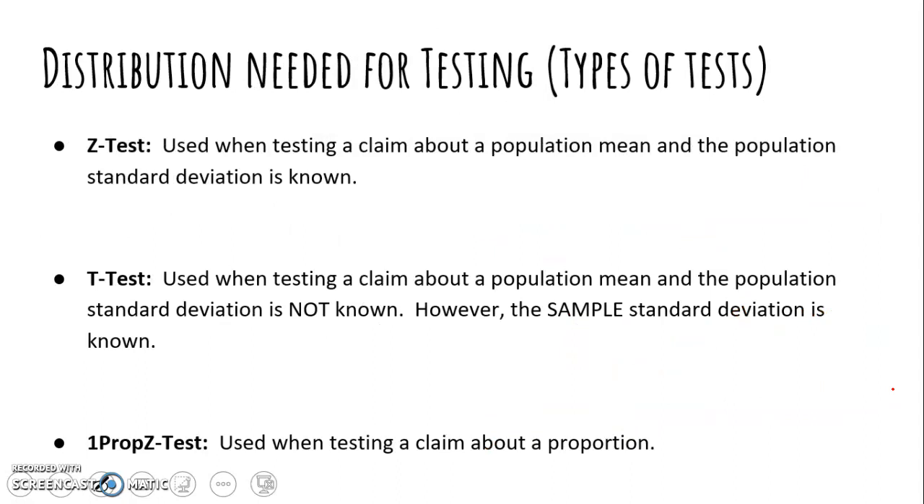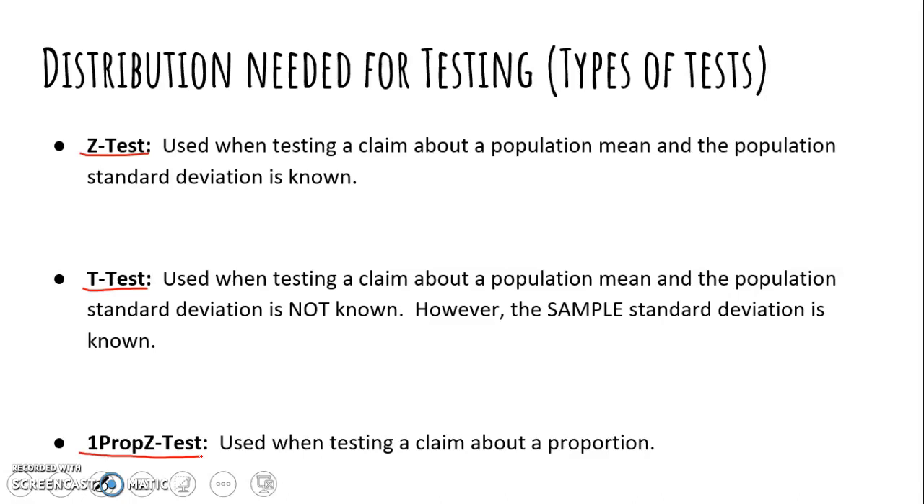Okay, so that leads us to types of tests. So there are quite a few different tests that we'll be learning, but in this chapter we're concentrating on 3: a z-test, a t-test, and one prop z-test. These sound very familiar because we've done a z-interval, a t-interval, and one prop z-interval when we did confidence intervals.